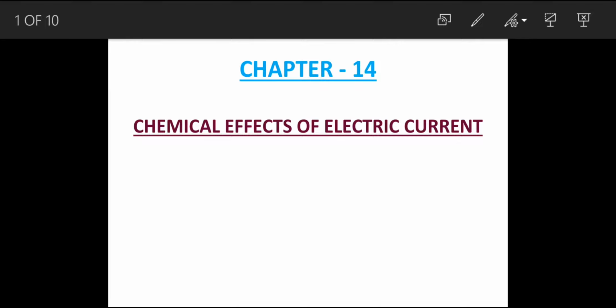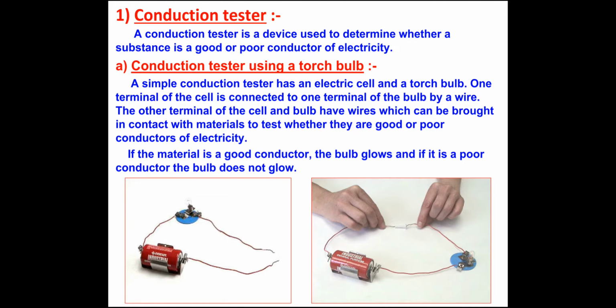Now see here, everyone, on the other hand, materials which do not allow electric current to pass through them easily are poor conductors of electricity, and some materials allow electricity to pass through them; they are good conductors of electricity. So maybe you are well aware of all these things, and in class 6th you made a tester which can test whether a particular material allows the electric current to pass through it or not. Now see here, in this lesson also you are going to make a conduction tester.